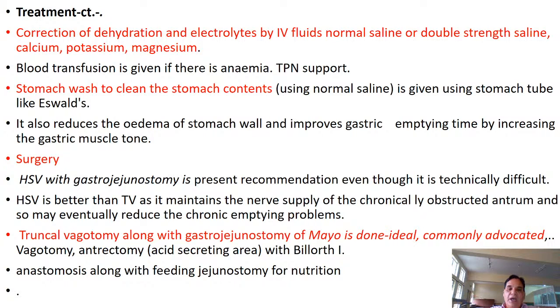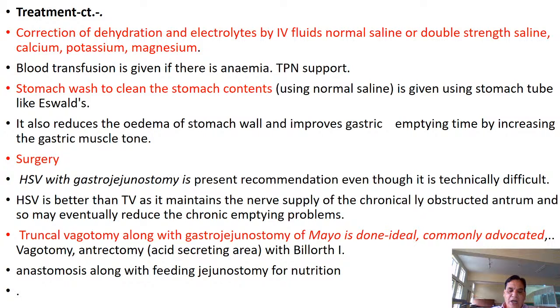So continuing: correction of dehydration, electrolyte balance, blood transfusion, and total parenteral nutrition may be required because this is a chronic condition. Stomach wash is a must, and the type of surgery done is HSV. HSV stands for highly selective vagotomy with gastrojejunostomy. This is commonly done because it is not very difficult. HSV is difficult, but gastrojejunostomy is not difficult. But HSV is better than total vagotomy because it maintains nerve supply to the antrum, so eventually it will reduce the chronic emptying problem.